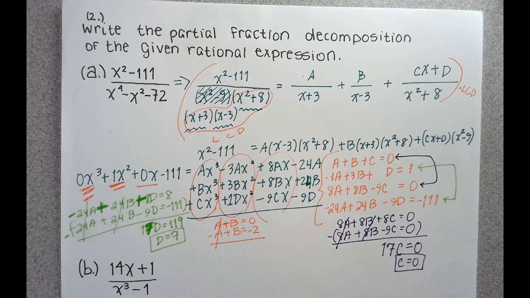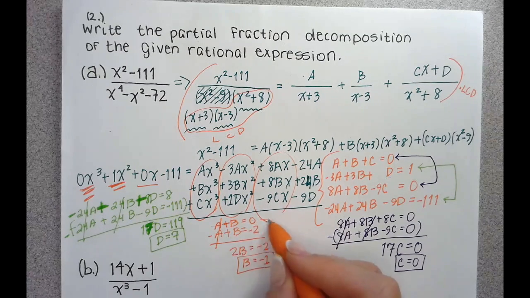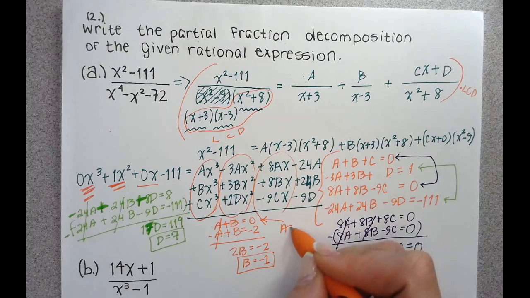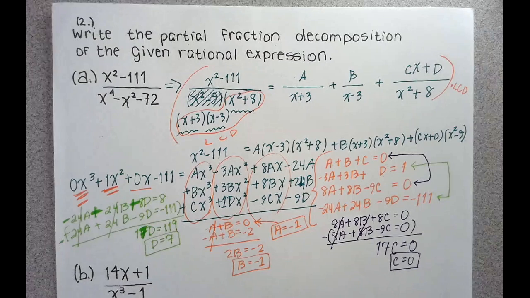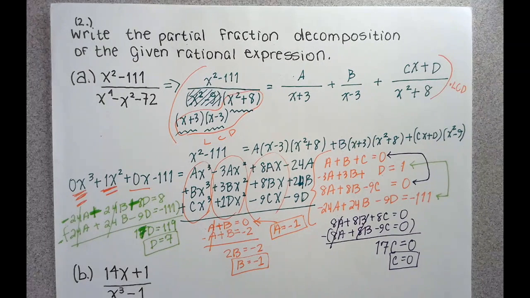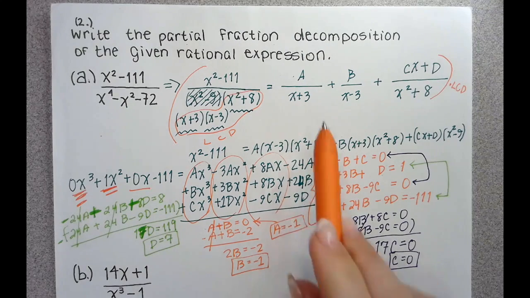Add them together, the a's eliminate. 2b is negative 2, so b equals negative 1. b equals negative 1, that means a equals negative 1. Obviously, the way you set up your problem in the beginning is going to affect your answer to questions like this. So my final answer that I will be getting is a negative 1 over x plus 3.